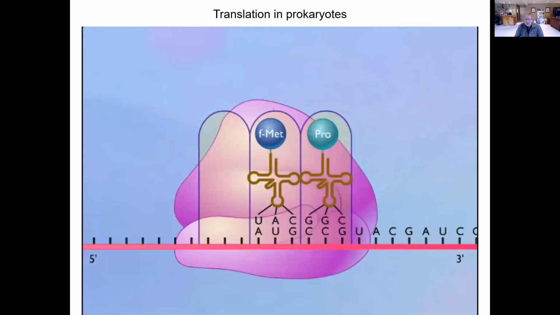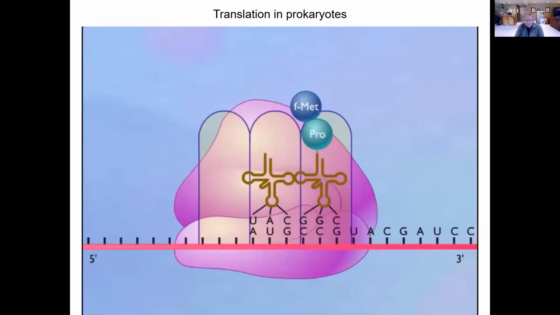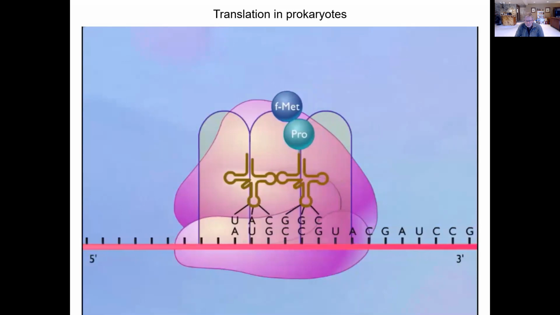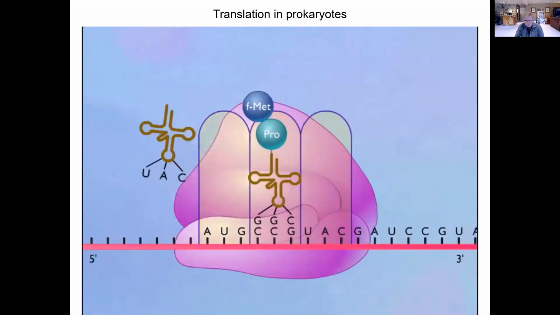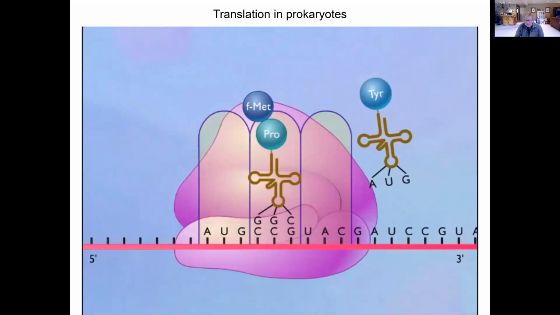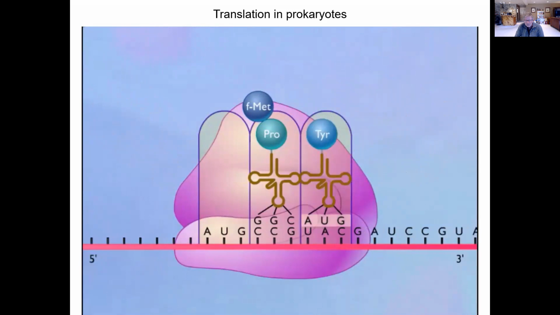The formyl methionine carried by the transfer RNA in the P site is then joined to the amino acid carried by the transfer RNA that just entered the A site by a peptide bond. The ribosome now advances a distance of one codon, and the transfer RNA that carried the formyl methionine is released at the E site. A transfer RNA carrying the next amino acid now moves into the A site, where the anticodon on the transfer RNA matches the codon on the messenger RNA.